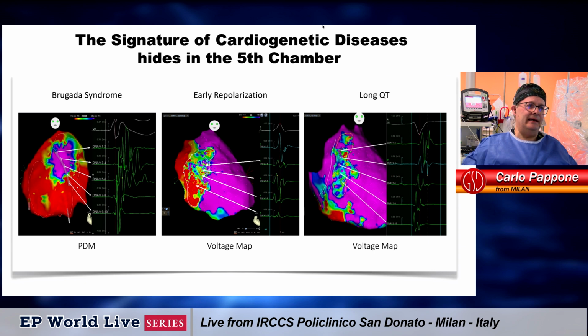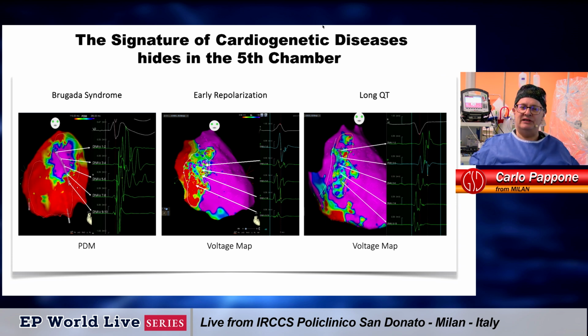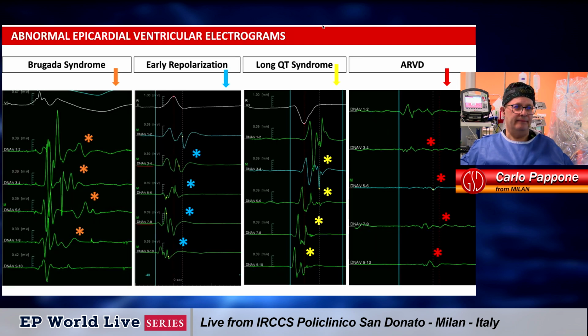And we can introduce this case saying that every cardiogenetic disease has a substrate. Brugada syndrome, a typical dynamic substrate associated with a normal voltage substrate. The early repolarization, long QT, very similar substrate associated with fibrosis. So every cardiogenetic disease has a typical signature.